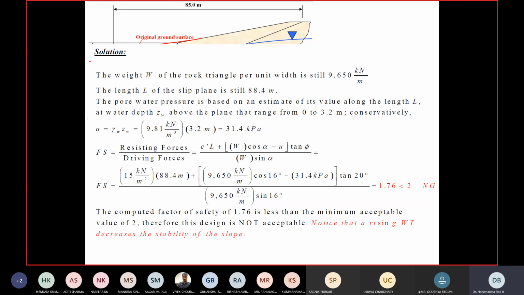Now, this decrease in factor of safety causes instability in the slope, causing slope failure. Here in this case, the minimum factor of safety requirement was 2. When it is dry, the factor of safety met the desired criterion of about 2, so the slope is stable. But during the rainy season, when there is constant seepage, the factor of safety was reduced to below 2. That means the slope is vulnerable to failure. So the computed factor of safety of 1.76 is less than the minimum acceptable value.